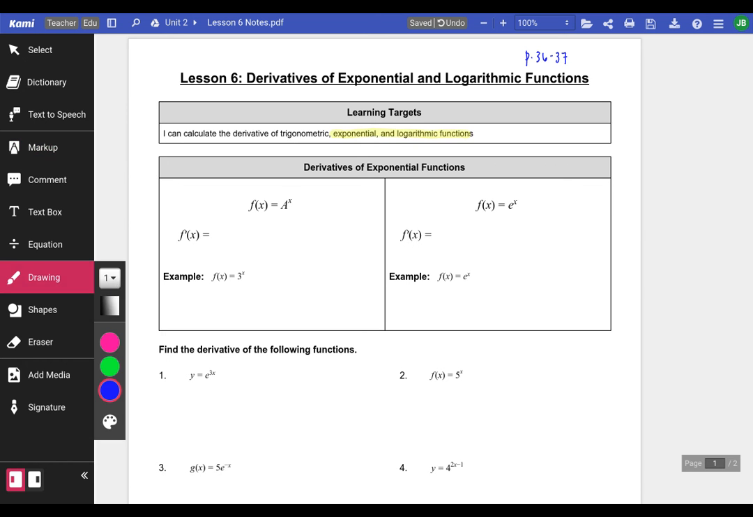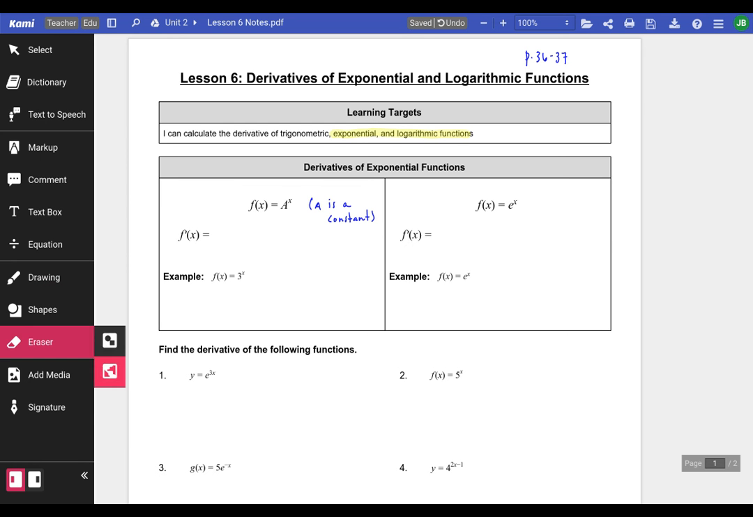And really this is going to come down to another set of rules that you're going to have to memorize so that we can take derivatives of functions. So the first category we're going to talk about is derivatives of exponential functions. And when we say exponential functions, we're talking about something like this. F of x equals a to the x. And this is just where a is a constant or a number. So we have some number raised to the power of x.